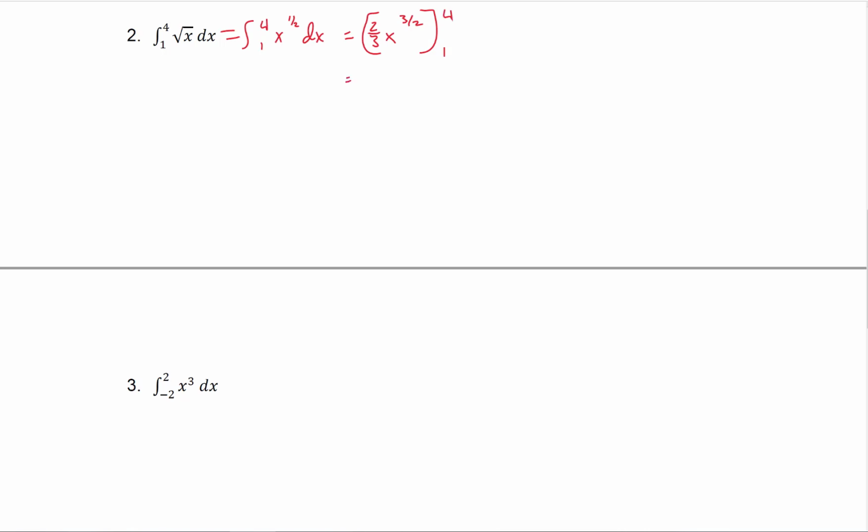So substitute 4 in first. So this is 2/3 times 4 to the 3/2 power minus 2/3 times 1 to the 3/2 power. So 4 to the 3/2 power, that's the square root of 4, which is 2, to the 3rd power. So that's 8, so we have 2/3 times 8, minus 2/3, 1 to any power is 1, so minus 2/3 times 1. And so that gives us 16/3 minus 2/3, which is 14/3.